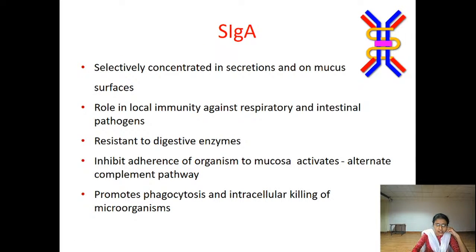Now coming to secretory IgA, it is concentrated in secretions mostly and also on the mucosal surfaces. So it helps mostly in the local immunity against intestinal pathogens and also respiratory pathogens. It is very resistant to the digestive enzymes. It inhibits the adherence of organisms to mucosa, and thereby it activates the alternate complement pathway. So what is this alternate complement pathway? You already know, but still if we are taking any revision classes, we can go for this pathway. Okay, and it also promotes phagocytosis and intracellular killing of the microorganisms. So this is about IgA.